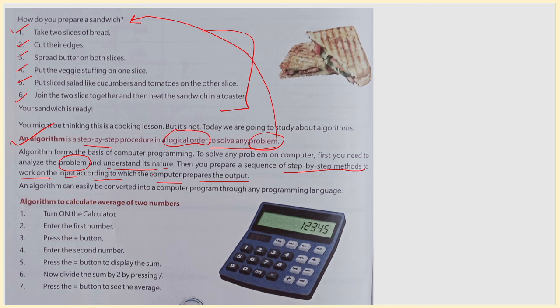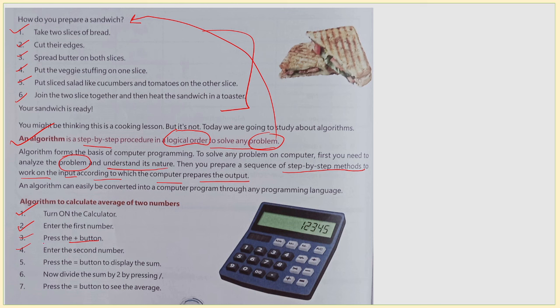Suppose you want to calculate the average of two numbers. How will you get the average of two numbers on a calculator? What do you have to do? First you have to turn on the calculator. After that, what do you have to do next? Enter the first number. After that you have to press the plus button, which is for addition. Next, fourth, enter the second number.